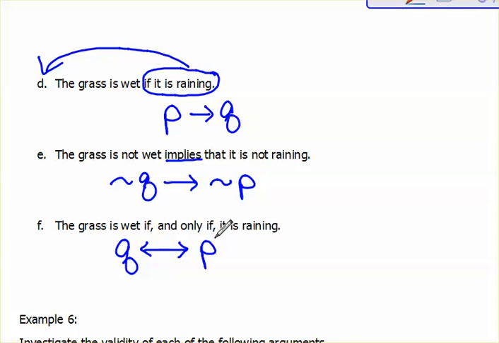So this is how we would take our statements and change it into mathematical form and then perform truth tables or logic tests on it to see if it's a valid statement or not.